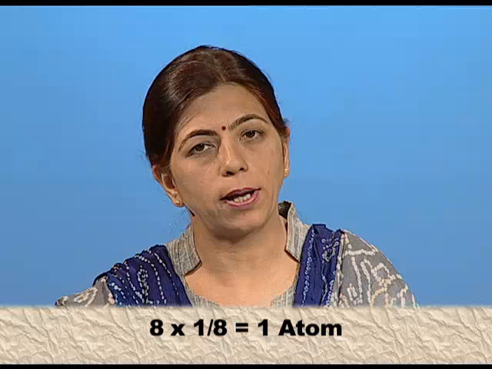Now, as I have explained to you, in a simple unit cell, there are atoms only at the corners, and each corner is contributing only 1/8, and there are 8 corners. So, in the simple unit cell, the total number of atoms will be 1. In case of the body-centered unit cell, the atoms are present at the corners, and there is an atom which is present inside the body.